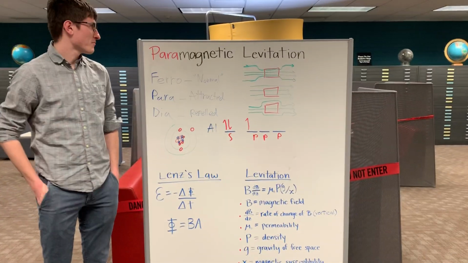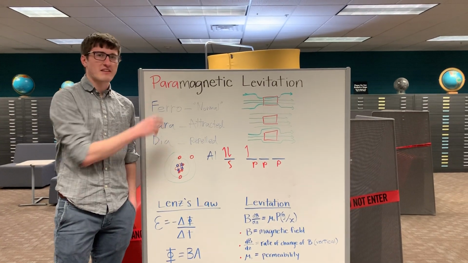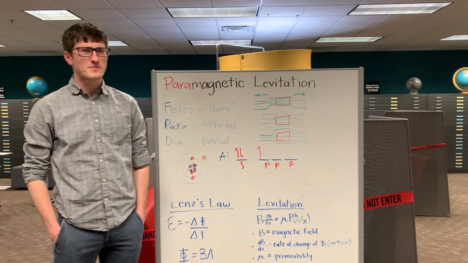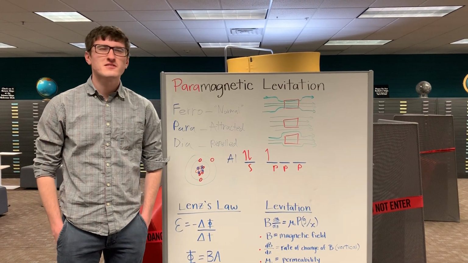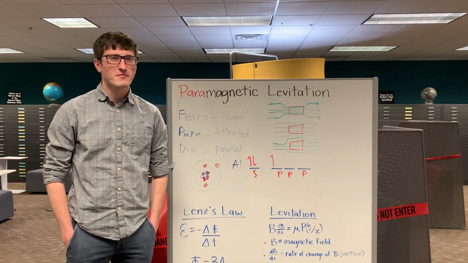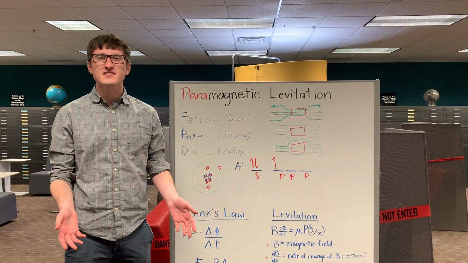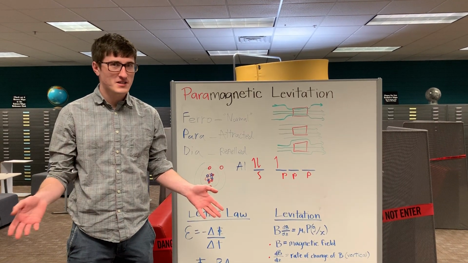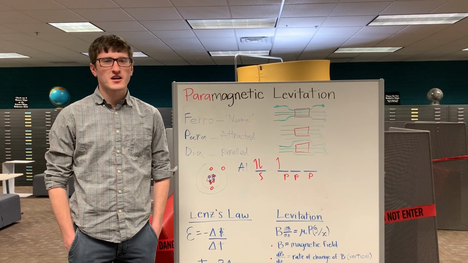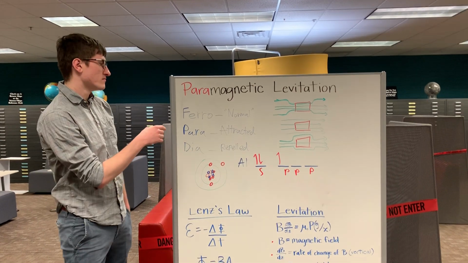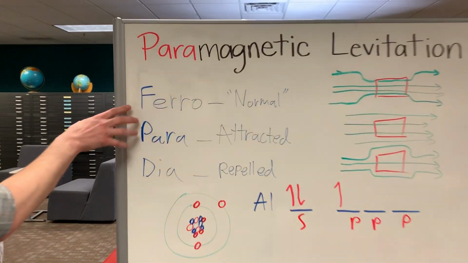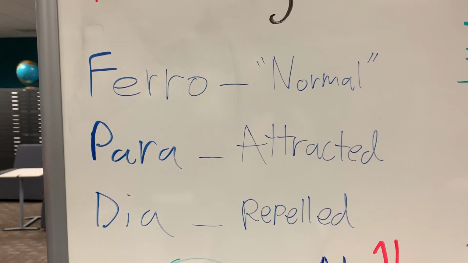Say hi, Brianna. Hi. And today I'm going to talk to you about paramagnetic levitation. It's really, really cool. It's a lot different than what we normally think about when we think of magnets. So to explain what this is and how to levitate random objects, we're first going to talk about different kinds of magnets. So up here, we have three different kinds of magnets.